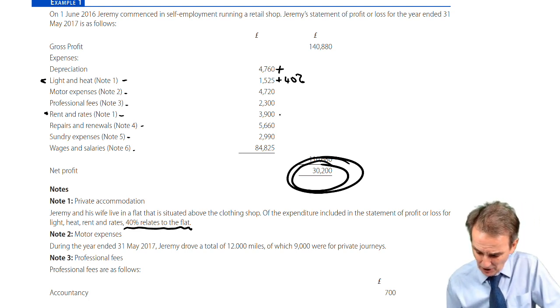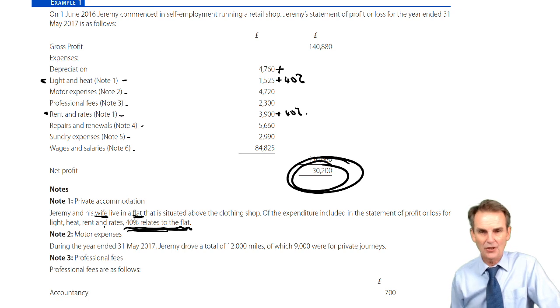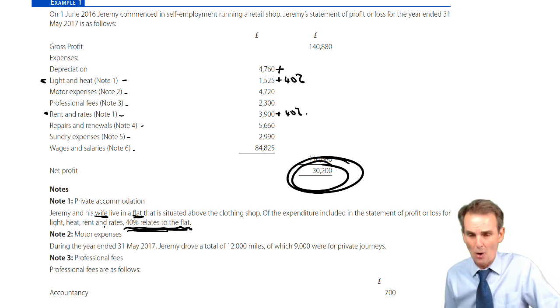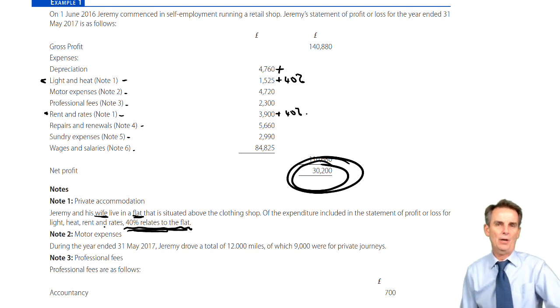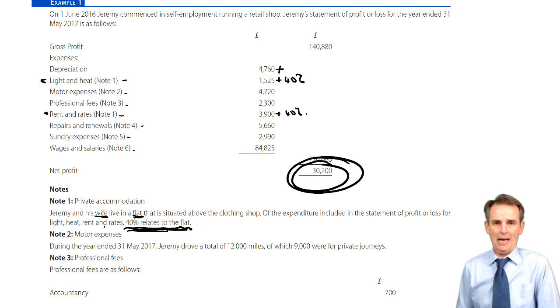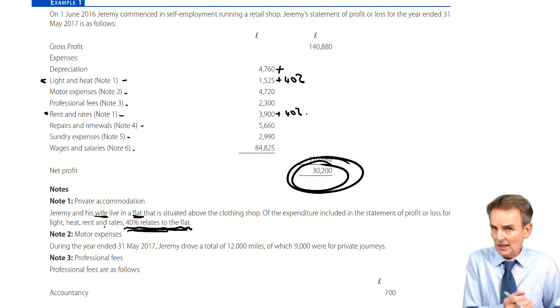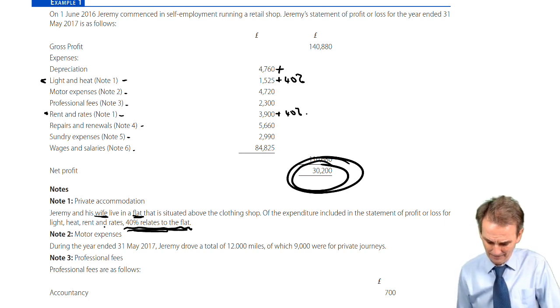Also applicable on rent and rates, plus 40%. Now, we're told there 40% relates to the flat. The flat is the private bit, that's the disallowed bit. If they told us that 60% was for the shop, again, same adjustment, add back 40%, because 40% would be the private use. Check out which figure they're giving you. Is it the private use? That's the bit you disallow, you add back. Or if they give you the business use, that's the allowable part. If the allowable part was 60%, the disallowable private element is 40%. That's the bit you add back.